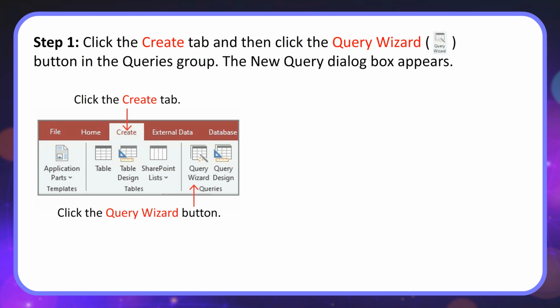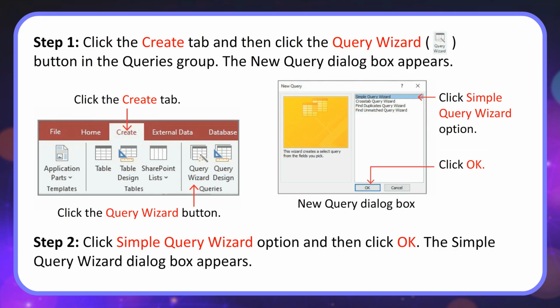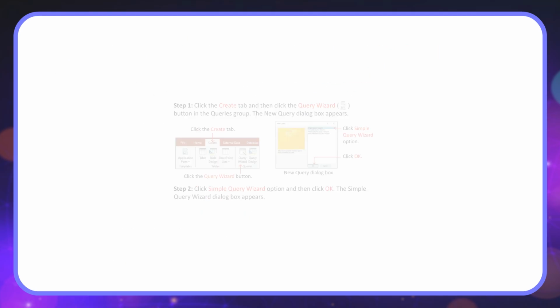Click the Create tab. Click the Query Wizard button. Click Simple Query Wizard option. Click OK. New query dialog box. Step 2. Click Simple Query Wizard option and then click OK. The Simple Query Wizard dialog box appears.